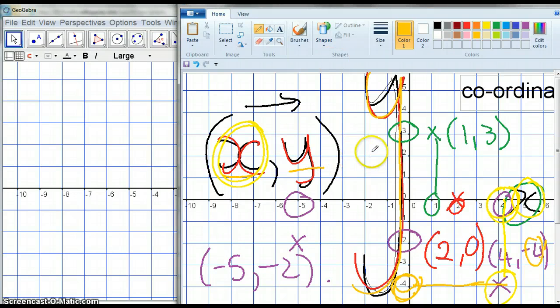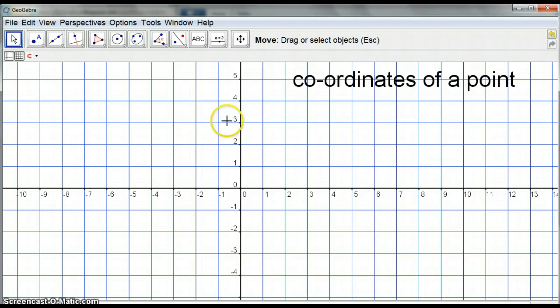So if we look at this one here, our x is -2, so -2 would be there, and our y is 2, so 2 would be here. Does that make sense? Now the important thing with coordinates is that you actually put the brackets and the comma as well. So let's have a look at this point here. What's its coordinates? Yeah, 1, 3.